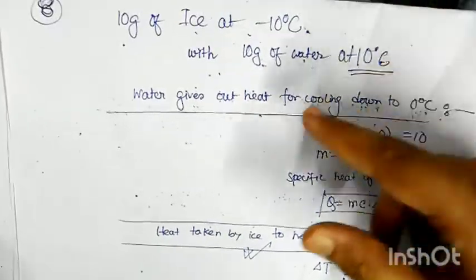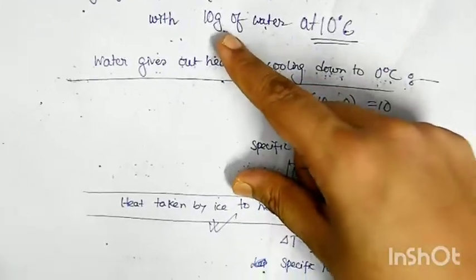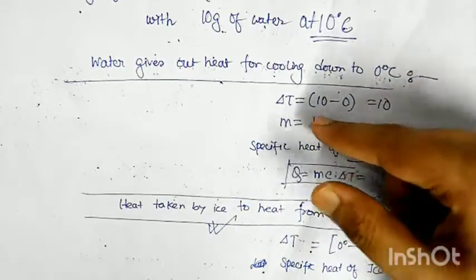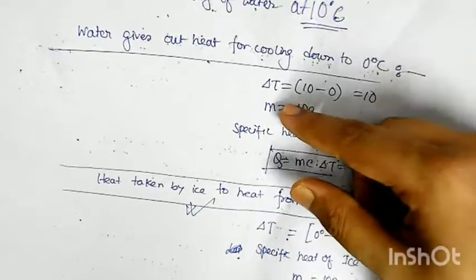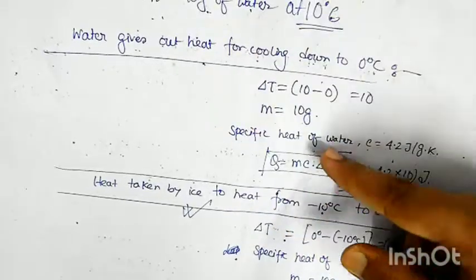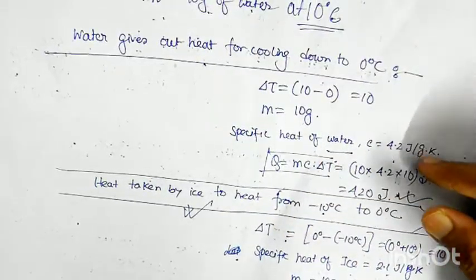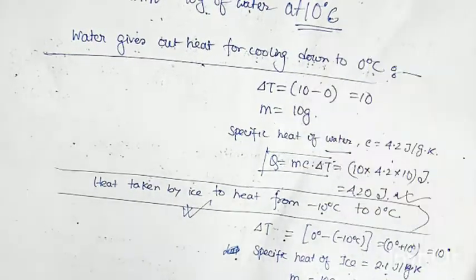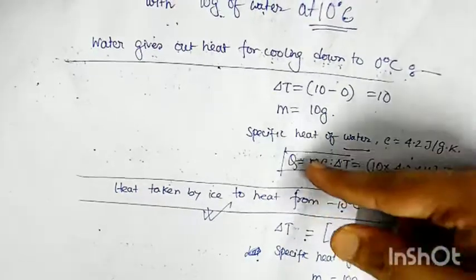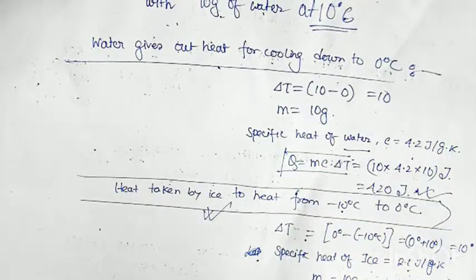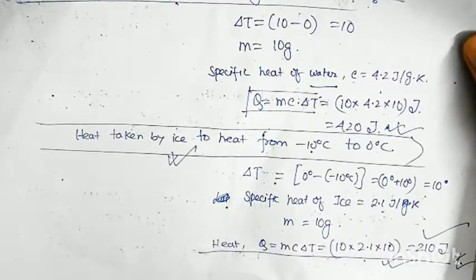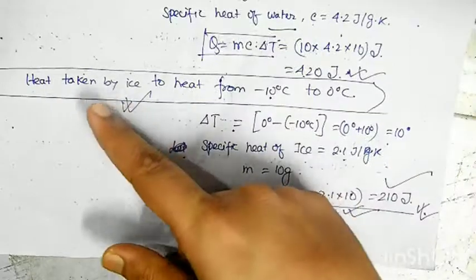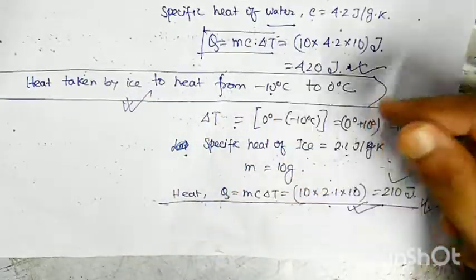So first step, 10 gram of water at 10 degree centigrade. To how much will it cool down? It will cool down to 0 degree centigrade. Temperature change 10 minus 0, 10. Mass 10 grams. Specific heat of water is given 4.2 joule per gram Kelvin. Specific heat is also given in grams, so I don't need to change the mass into kg. So I calculate the heat given out is 420 joule just by multiplying using the formula Q equals to mc delta T. Clear?